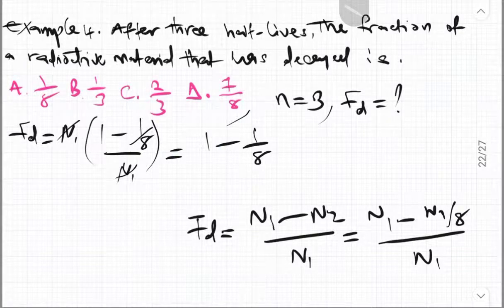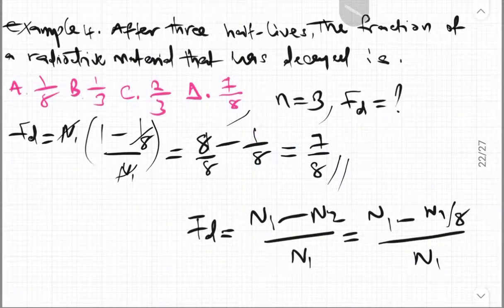Now, 1 is actually 8 over 8, right? Because we always want to have the same base, so that it will be easy for us to do the calculation by heart. So we have 8 as our common denominator. So we have 8 minus 1, which is 7. So 7 over 8 is the answer. So option D is also correct.